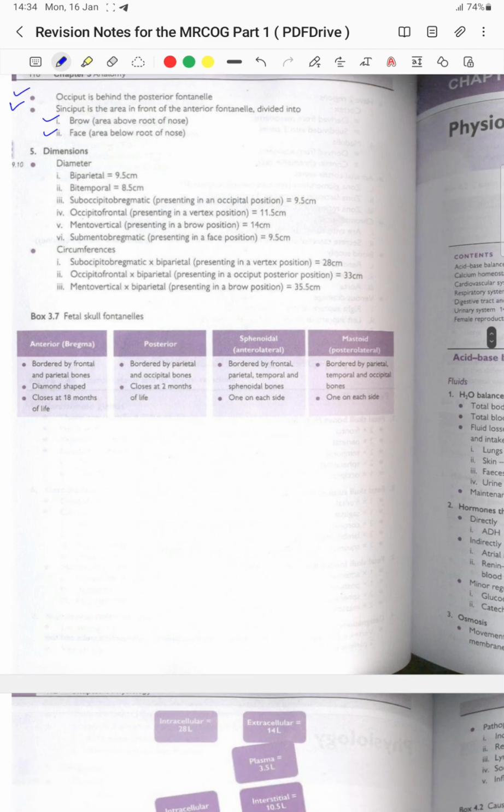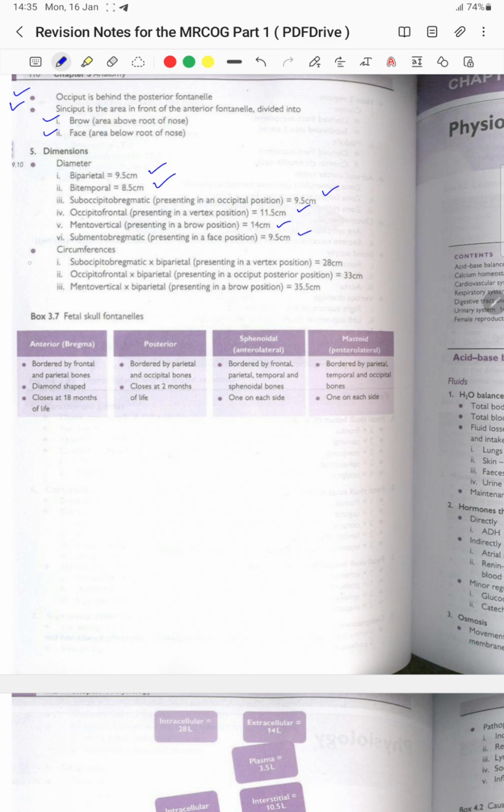The dimensions, now these diameters are very important. The biparietal diameter is 9.5 centimeter, the bitemporal is 8.5 centimeter. The suboccipitobregmatic, presenting in an occipital position, is 9.5 centimeter. Occipitofrontal, presenting in the vertex position, is 11.5 centimeter, and the mentovertical, which presents in the brow position, is 14 centimeters, the largest diameter. And submentobregmatic, presenting in the face position, is 9.5 centimeter.